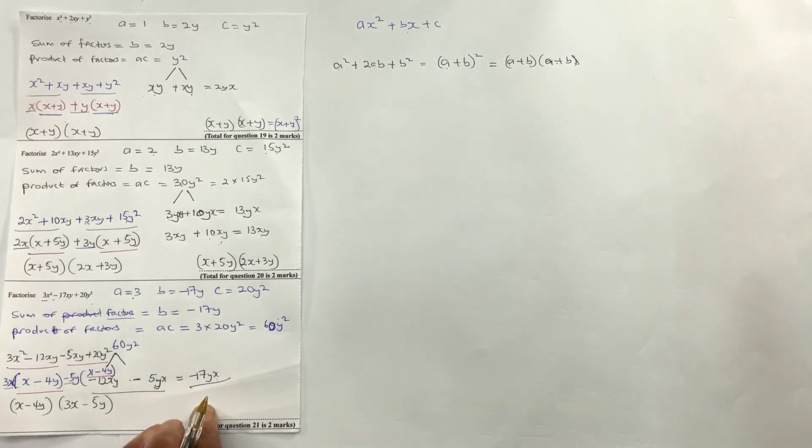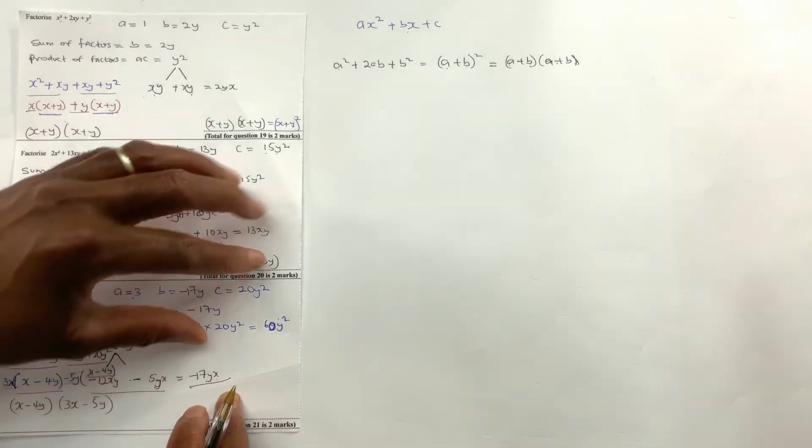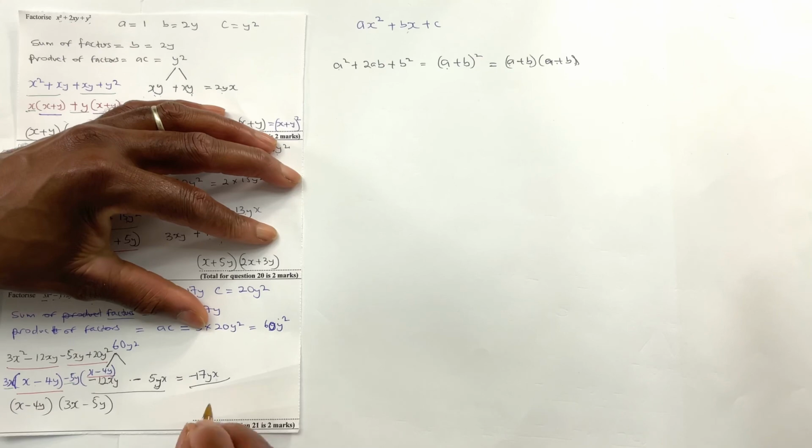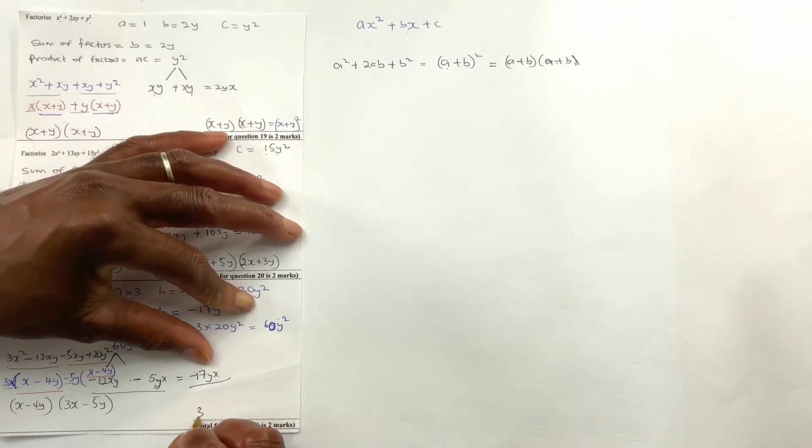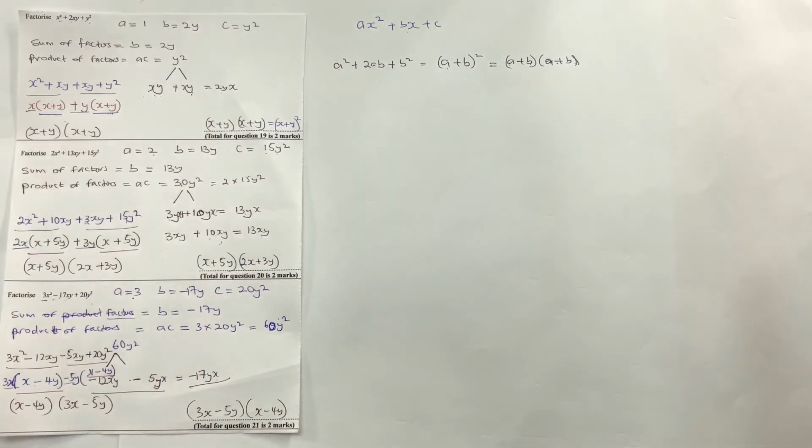And so the factors will be 3x minus 5y and x minus 4y. And that's how you solve that.